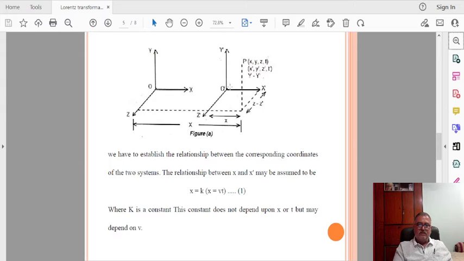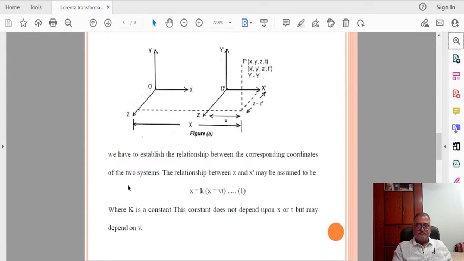See this. These are the two systems. This is O, with axes x, y, z. This is one system. Another system is O prime, with x prime, y prime, z prime. And here the coordinates are x, y, z, t for this frame of reference, and for the other frame of reference, it is x prime, y prime, z prime, and t prime.